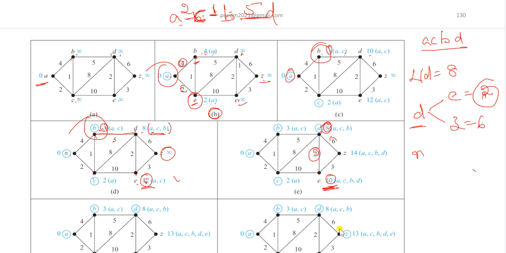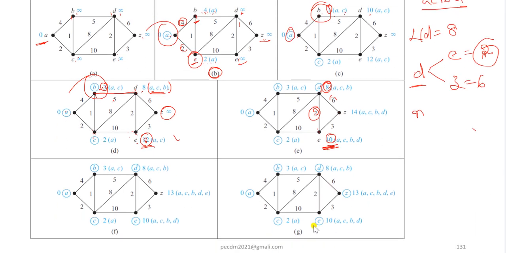Now what do we have to circle? See, first we circled A, then C, then B, then D, and then E. Next our path is E, so we have to circle this one. And next obviously we reach the last vertex Z. So only one vertex is left out here. So from E to Z we have 3 kilometers, assume that. So 10 plus 3 is what? 13. What happens if you come directly from D to Z? 8 plus 6 would be 14.